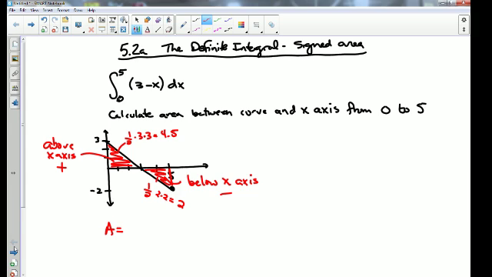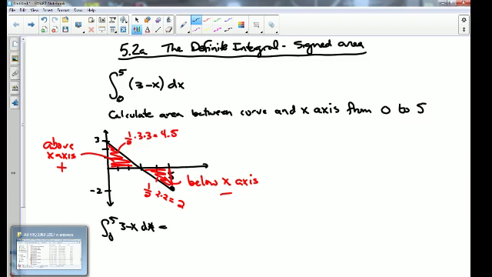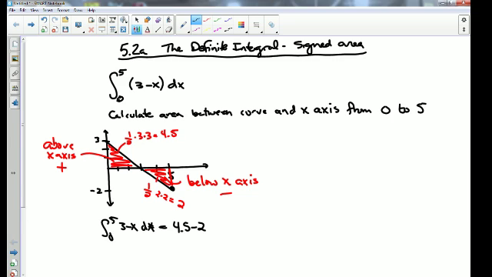So what I should probably write is the integral from 0 to 5 of 3 minus x dx equals 4.5 minus 2, which is 2.5.